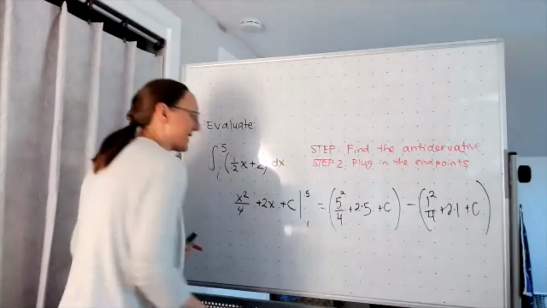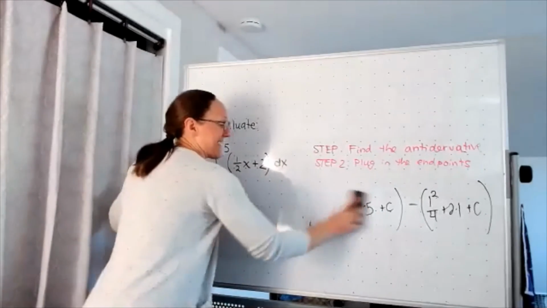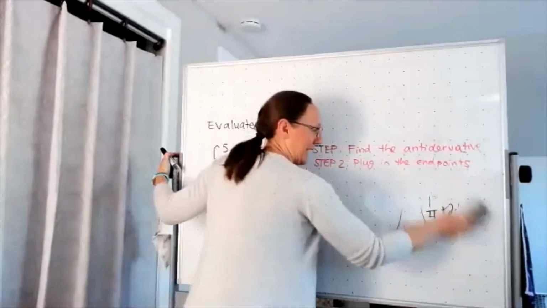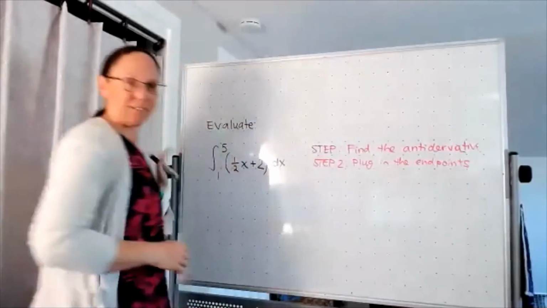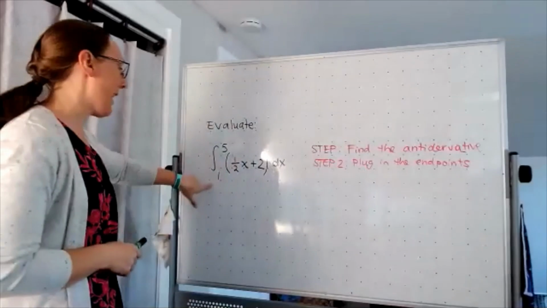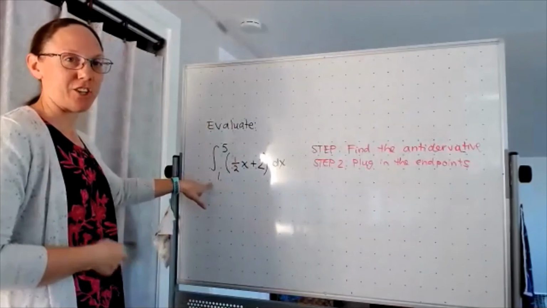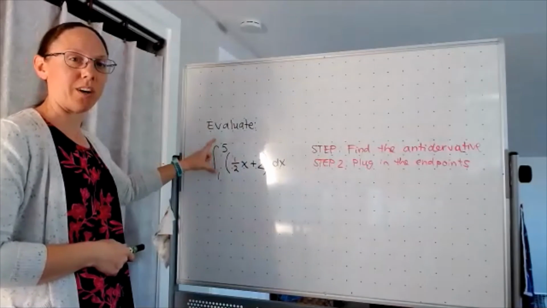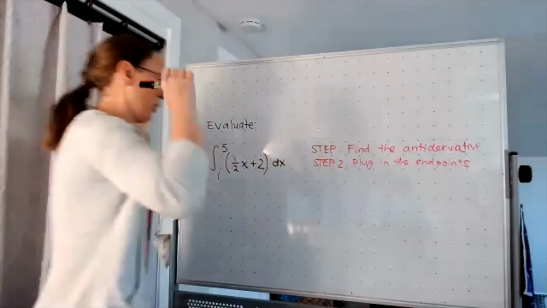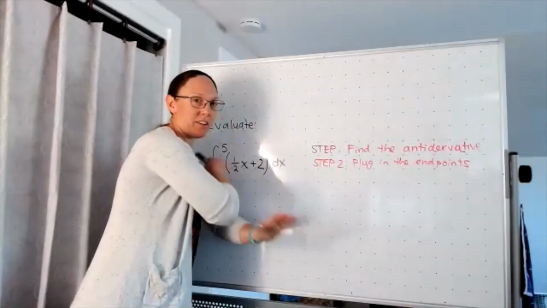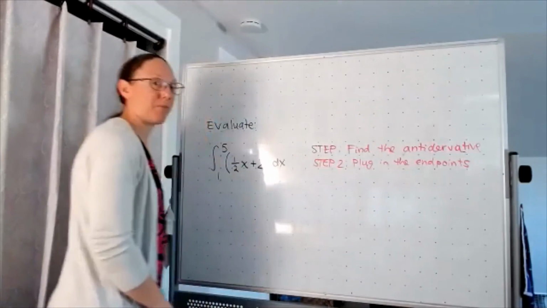So I told you not to take notes on this because that is not what you should write. If you have limits of integration, meaning like if you have a lower and upper bound, you should just get a number at the end. There should not be a plus c.